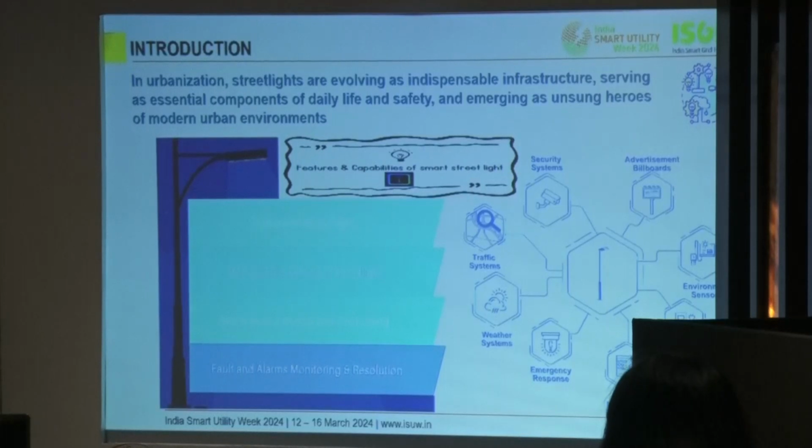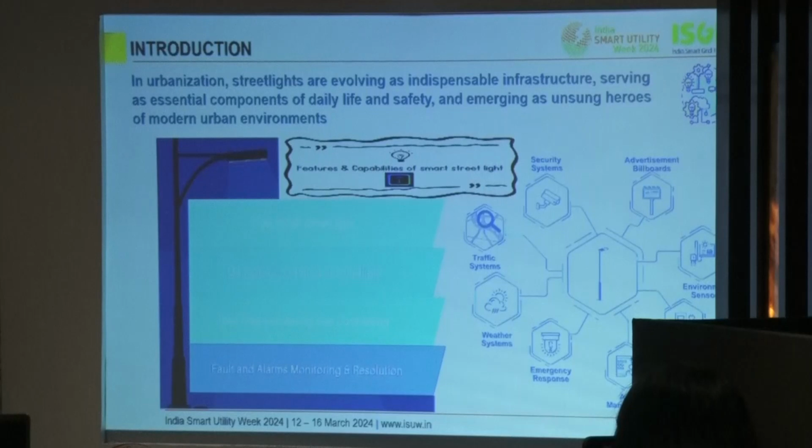I would like to highlight the features and capabilities of any smart street light. Here you can see any smart street light should have a capability of turning off and on. It should also have an option for dimming, and this dimming should not be limited to manual, it should be auto dimming as well. When I say auto dimming, it depends on the weather condition. There should be a capability of real-time monitoring and controlling, and of fault and alarm monitoring and its resolution.